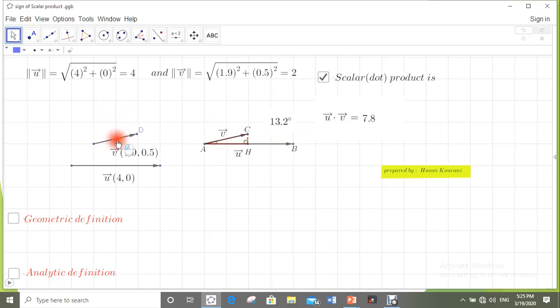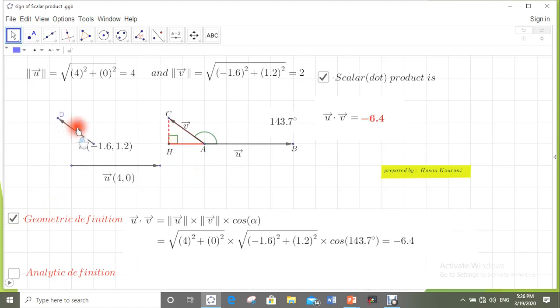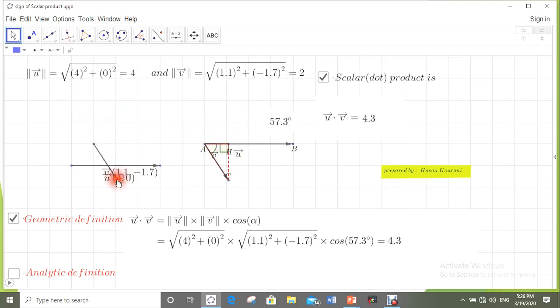So as a conclusion, as long as the angle between two vectors is acute, less than 90, here less than 90, also here less than 90, the scalar product is positive, and when the geometric angle becomes greater than 90, the scalar product will be what? Will be negative, as you see. That's it. So we have three cases: the case where we have an acute angle, a right angle, and an obtuse angle.